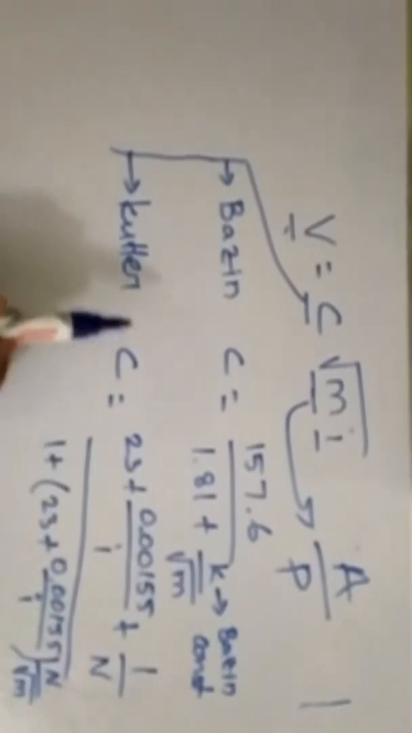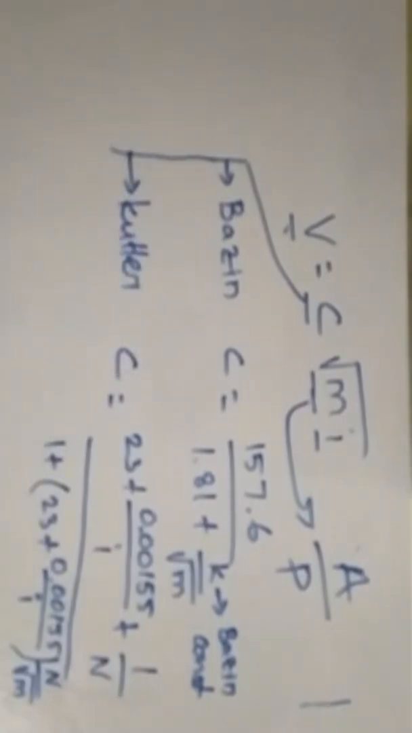In Bazin's formula, C is equal to 157.6 divided by 1.81 plus K, where K is Bazin's constant, which will be given if the question is based on Bazin's formula, divided by root M. M is the hydraulic radius. Here I am using M, but in some books it is referred to as capital R also.